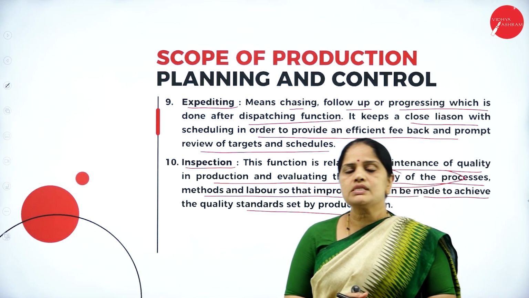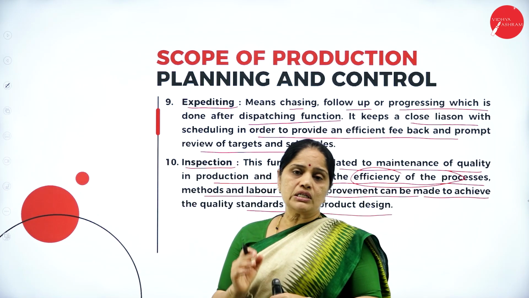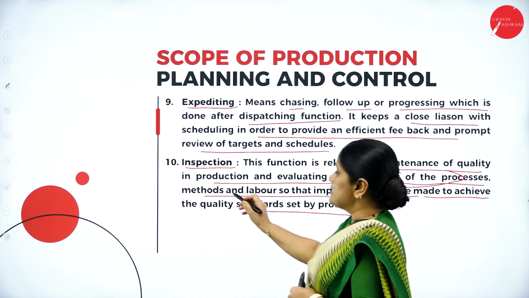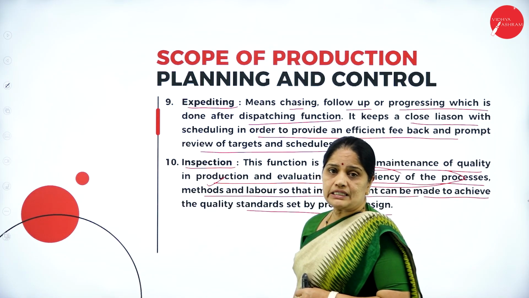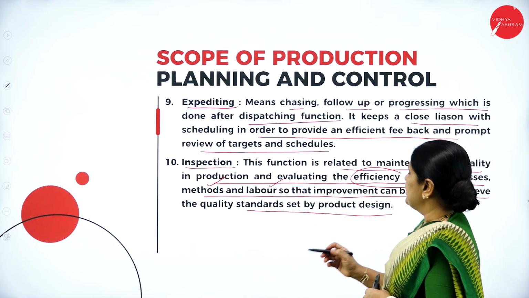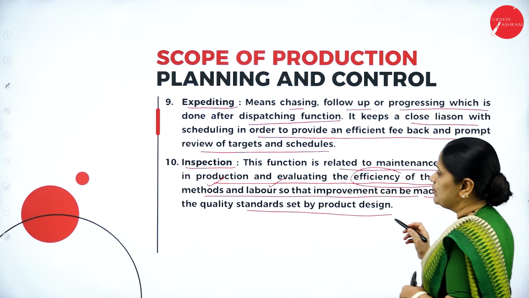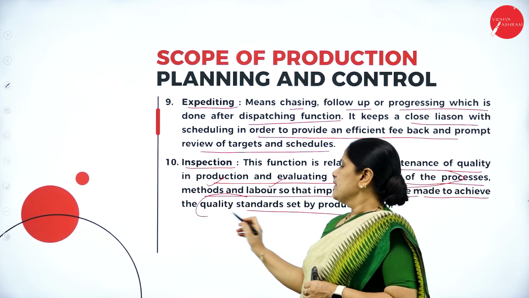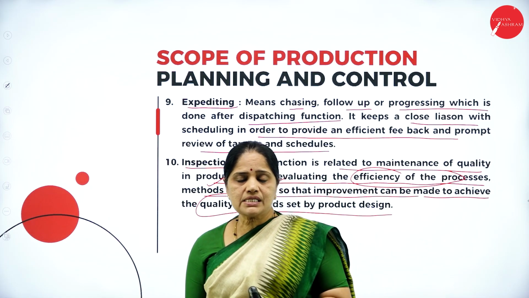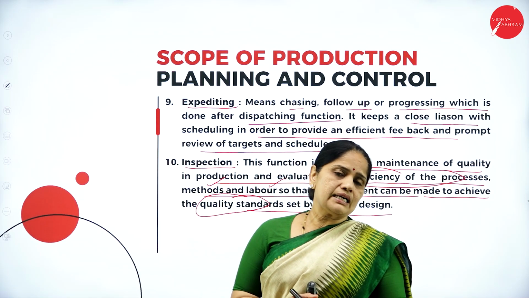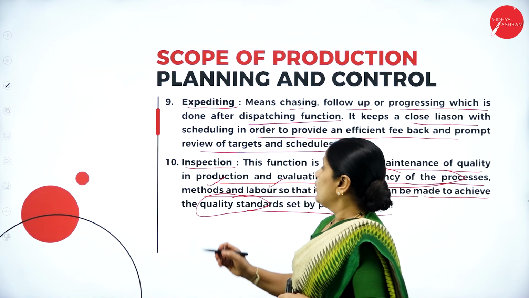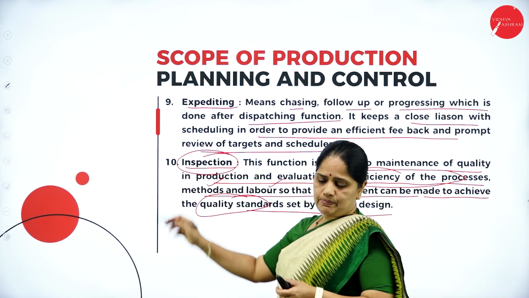What is the process involved? You also have to see if the process is efficient, if the methods we have used are also efficient, and whether we have improved labor, so that improvement can be made in order to get the quality. Whether the quality set by the product design department has been achieved can be determined only with the help of this inspection.